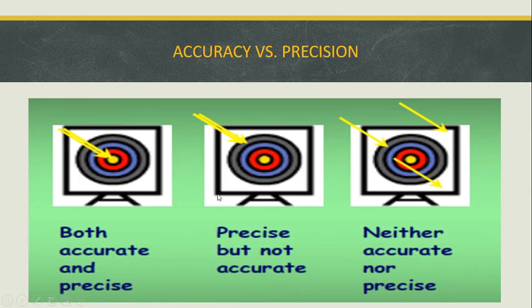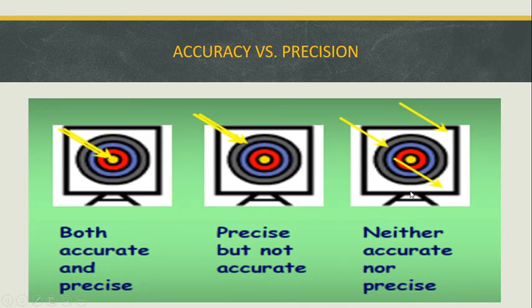Then in the second archery board, all the arrows are closer to one another, but they do not achieve the target. So we call it a precise value, because all the arrows are closer to one another, but it is not an accurate value because it does not achieve the target.